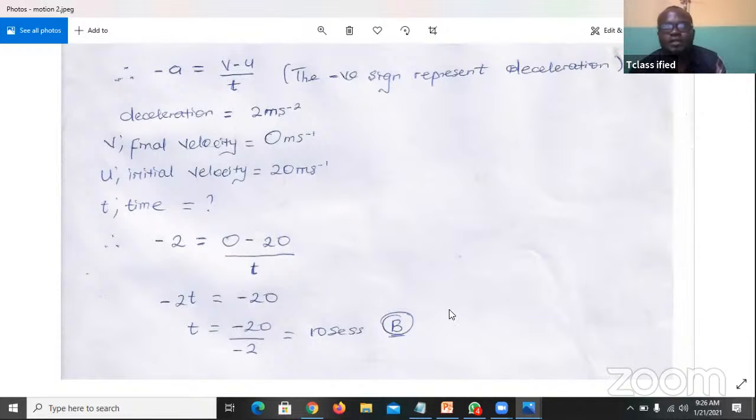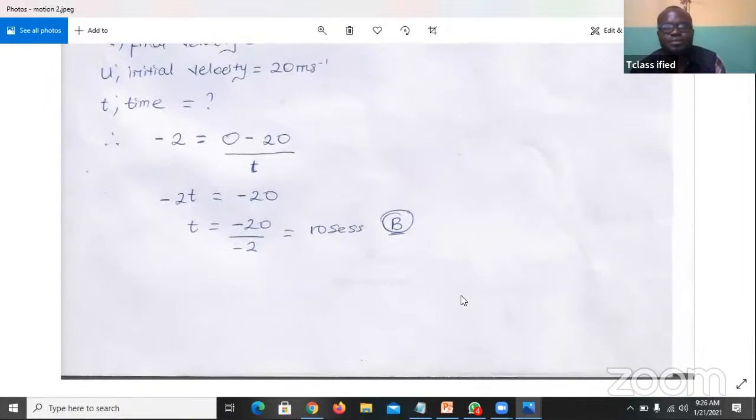So we're going to continue solving more problems in motion. But I want to make sure that we're following through.